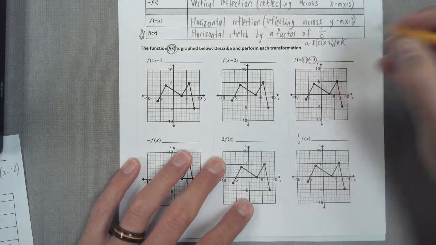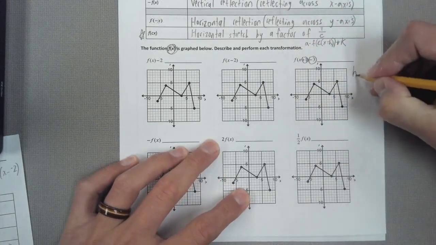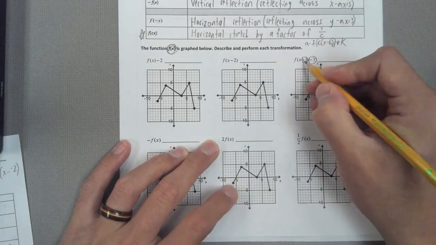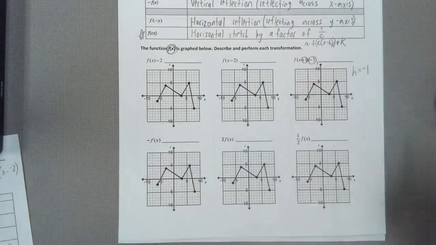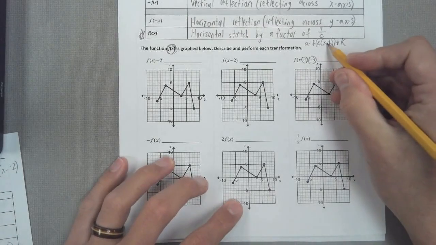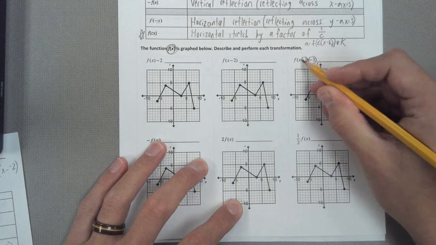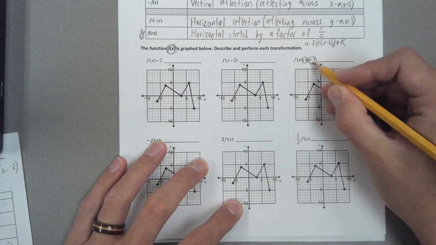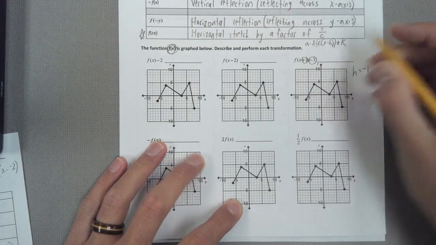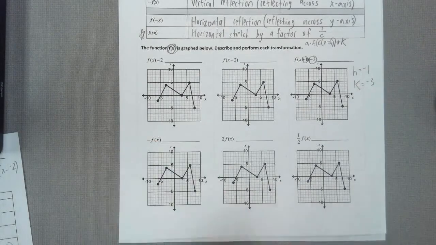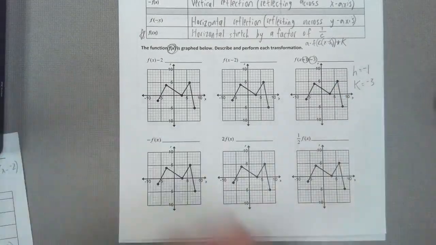So my h is actually going to be equal to -1. I know there's a plus 1 here, but that's what I'm talking about with that backwards mentality, right? So we've got x minus -1, which means I end up having an x plus 1. And then on the very outside I've got -3. So my k is also negative, -3. All right, so we've got to think about what these represent.